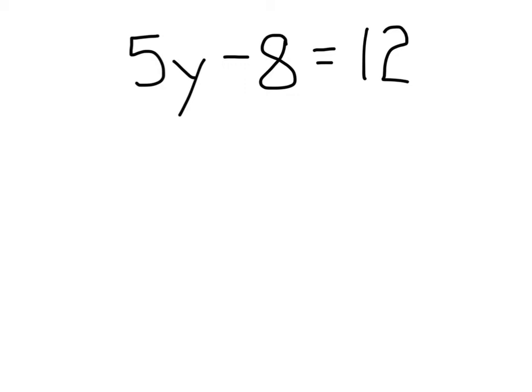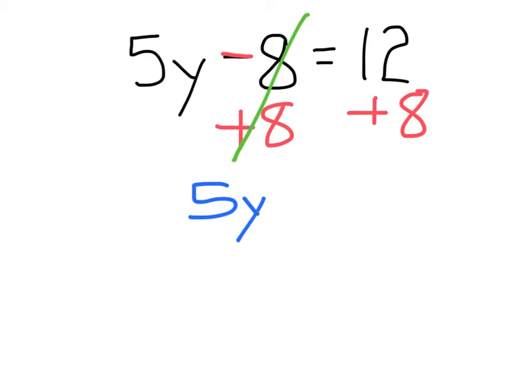5y minus 8 equals 12. We know that the first thing that we're going to need to do is add 8. And we know that because we're going to be adding or subtracting first, and that minus 8 is the opposite of plus 8. So we're going to add 8 to both sides. We also know that 8 minus 8 cancels out, and that we're only left with now 5y. 5y is equal to 12 plus 8, and 12 plus 8 is 20.